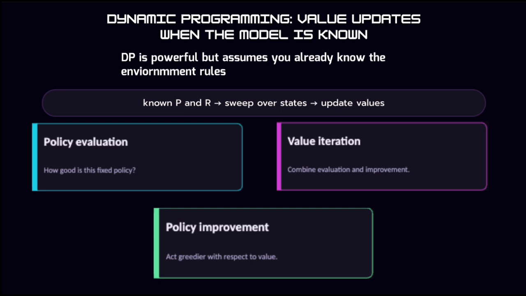Value iteration combines evaluation and improvement more directly. Instead of fully evaluating one policy before improving, it repeatedly updates value towards better choices. Dynamic programming is elegant and foundational, but it assumes we already know the environment. In many reinforcement learning problems, we do not. The agent must learn from experience instead. That leads us to the Monte Carlo and temporal difference methods.